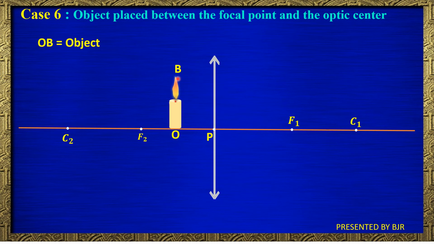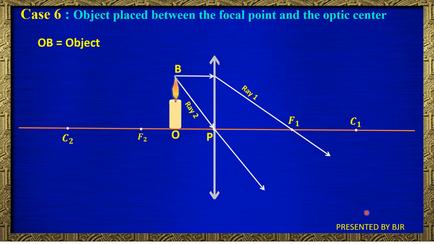The first ray travels parallel to the principal axis and falls on the lens, gets refracted and passes through the focal point on the other side of the lens. This is the first ray. It has fallen here and it will get refracted and passes through the focal point F1 on the other side of the lens. Next, this is the second ray which is passing through the optic center and it goes undeviated. That's all.